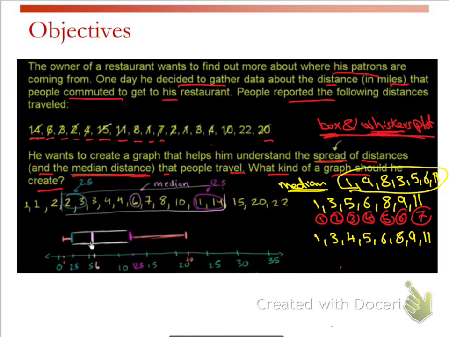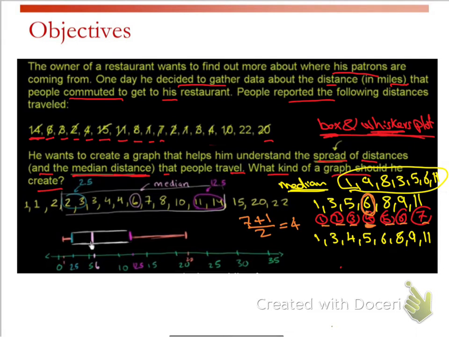So again, if it is an odd number, for example 7, the count of them is 7, 1, 2, 3, 4, 5, 6, 7. Just add 1 to convert it into an even number, then divide, so it will be 8 divided by 2 equals 4. So the fourth term will be the answer, it will be the median. This is the fourth term. So 6 will be the median.